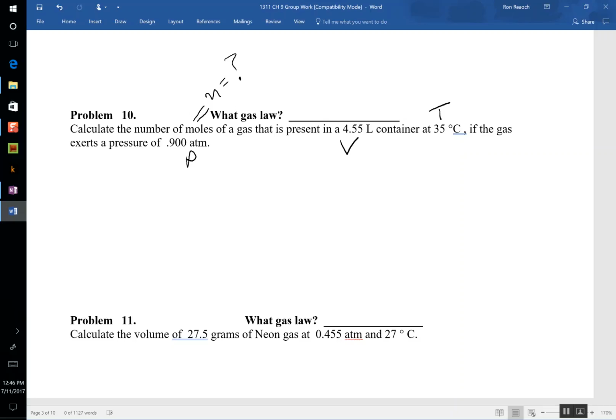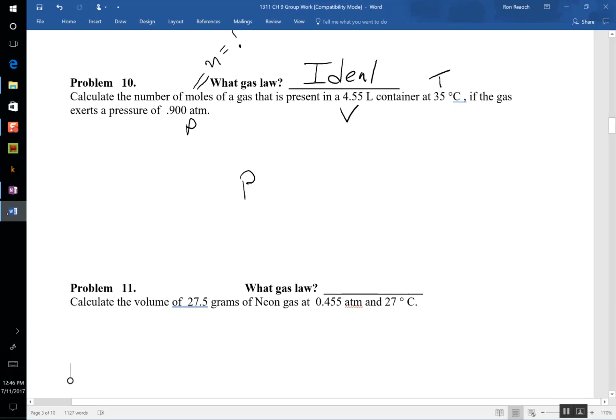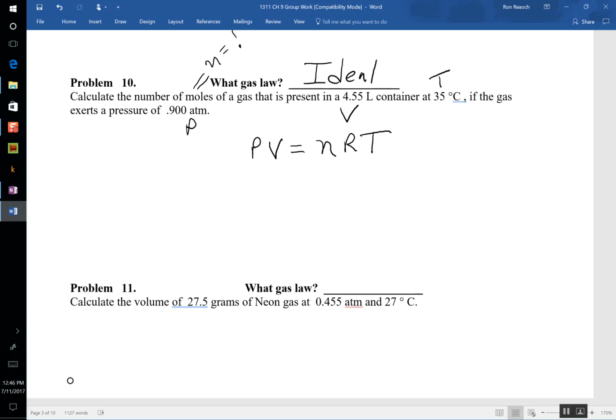All right, so I look at this. What gas law is going to solve this problem? The ideal gas law. How did I come to that conclusion? Well, I've got a pressure, got a volume. I'm being asked to calculate moles. I always have R, and I'm being given a temperature. So I'm being given 3 of those 4 variables and asked to calculate the 4th one. The only law that can attack this is the ideal gas law.